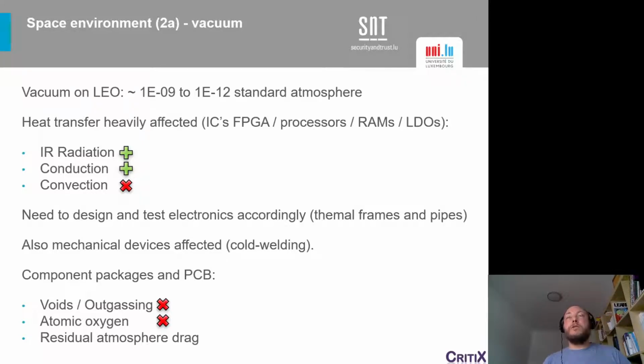Atomic oxygen, which is a case for low Earth orbit, is a very aggressive one. It will start reacting with almost all the materials which are there. And yes, on low Earth orbit, residual atmosphere drag can also be an issue. It will reduce the lifetime.